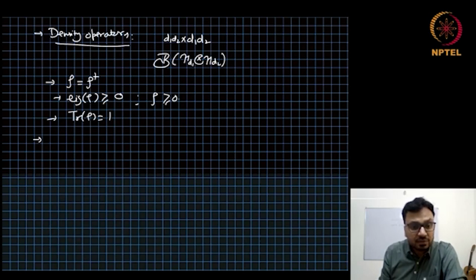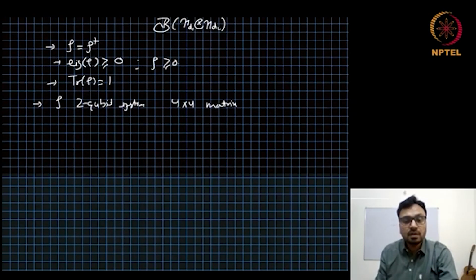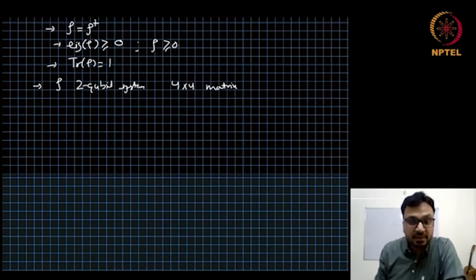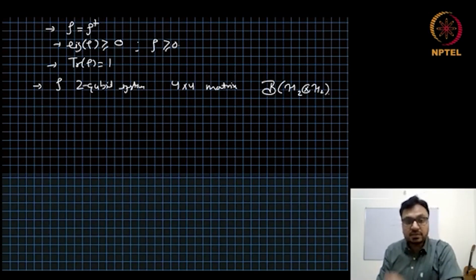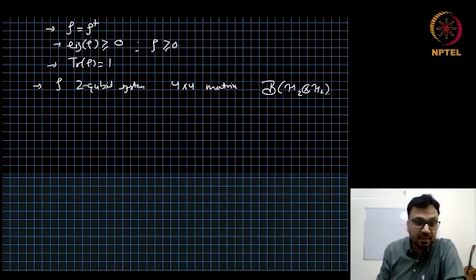Let us take the example of qubits. The density operator rho of a two-qubit system is a 4 by 4 matrix, and since it is from the set of all operators acting on H2 tensor H2, they form a vector space. Like all the 4 by 4 complex matrices form a vector space.